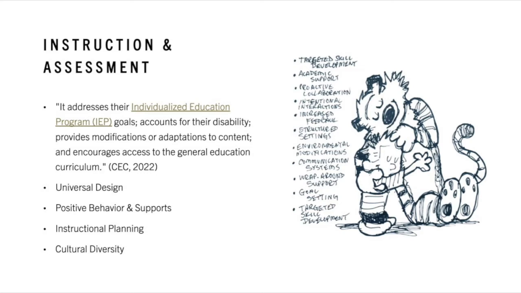Looking at, let's just say, universal design, there's a strong encouragement to have positive behavior supports with our diverse learners, including targeted skill development, academic support, proactive collaboration, creating those intentional interactions between the teacher and the student, giving increased feedback and feedback that is within a shorter time frame, structured educational settings, which might include programs like BAM, Becoming a Man, and other student support groups, environmental modifications or different learning centers within the classroom that support the students' needs, communication systems between educators, students, and parents, wraparound support through the other services offered to the students, goal setting, and then targeted skill development.